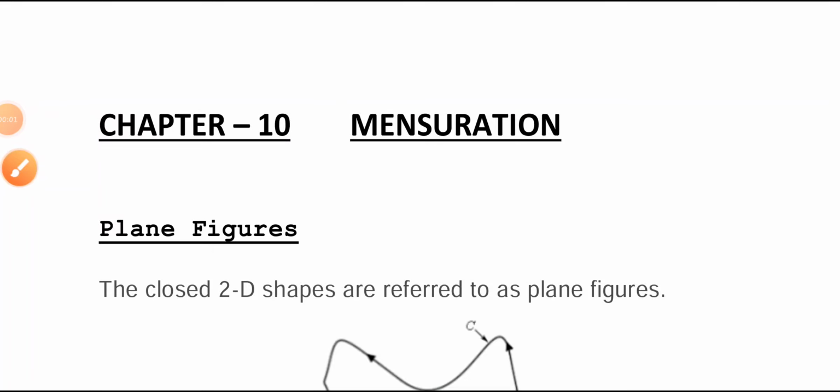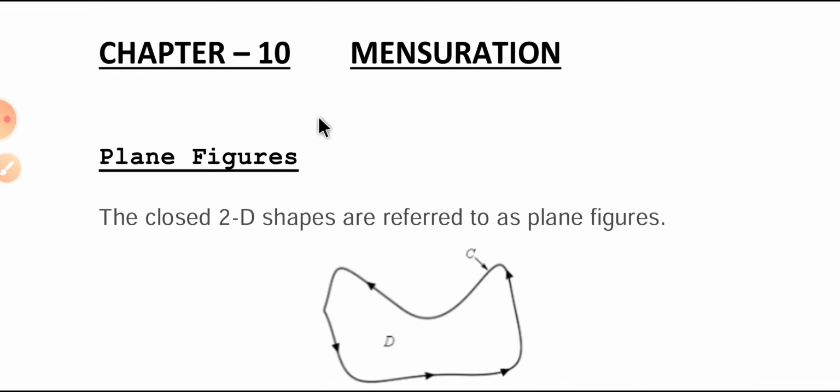Again. So today we will start our chapter 10, that is mensuration. Mensuration means in which we will find the area and perimeter of the given figure. So we'll see what are here 2D shapes. So let's start our chapter 10 mensuration.